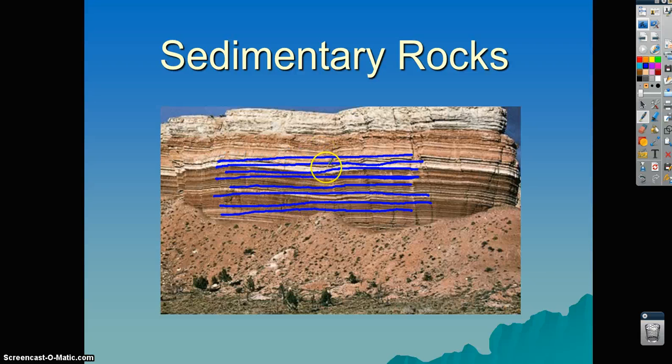And over time, the layers that are at the bottom get squeezed together. Then you get a little bit of minerals that crystallize in there, and they glue stuff together, and lo and behold, there you have a sedimentary rock.